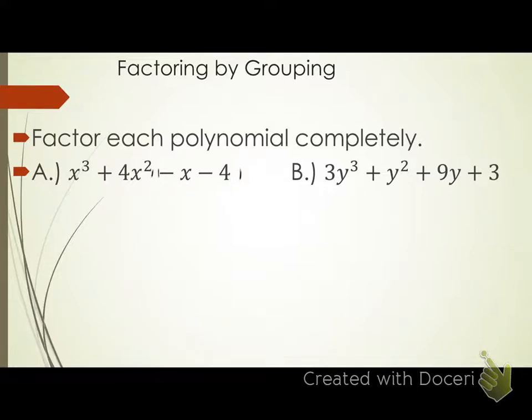Okay, letter B, I've got 3y cubed plus y squared plus 9y plus 3. Do those four terms have a common factor together? No. They do not, so I can't factor out a GCF. Let's group our first two terms together. Do those two terms have a GCF? What is it? Y squared. Everyone good with that?